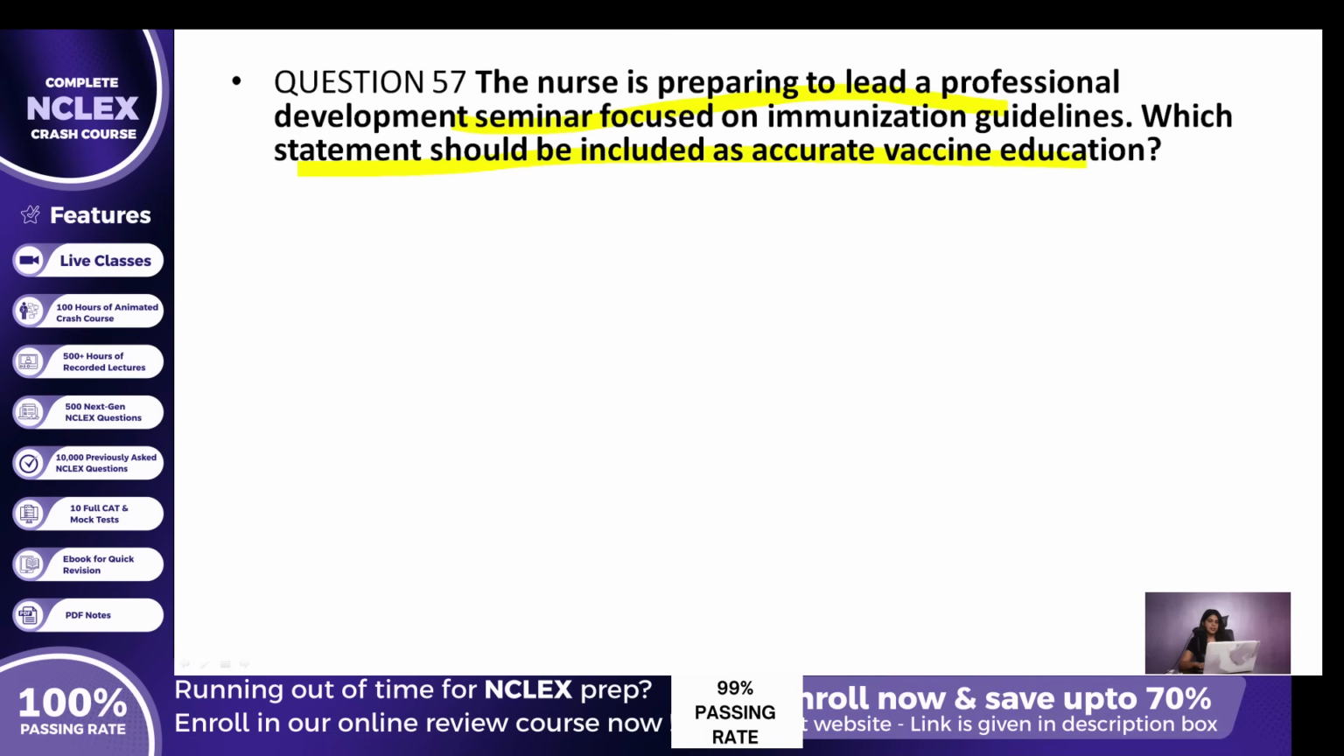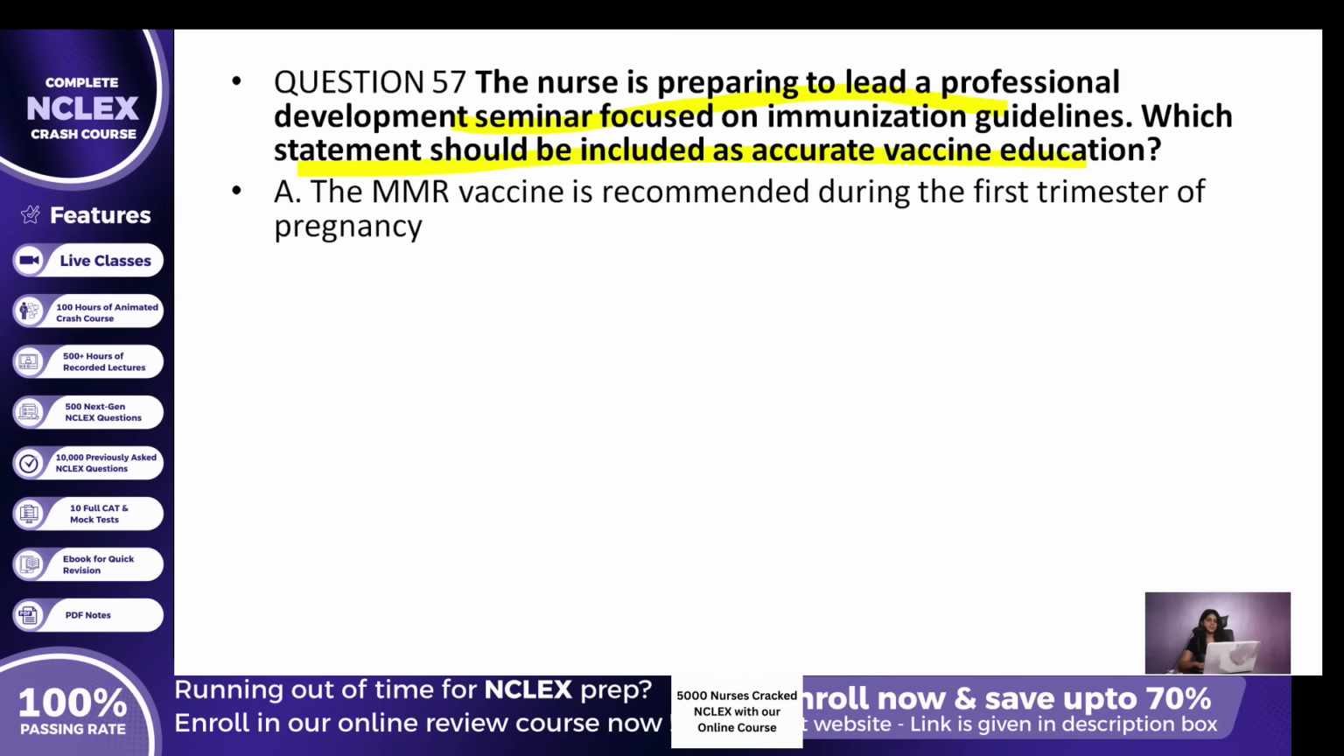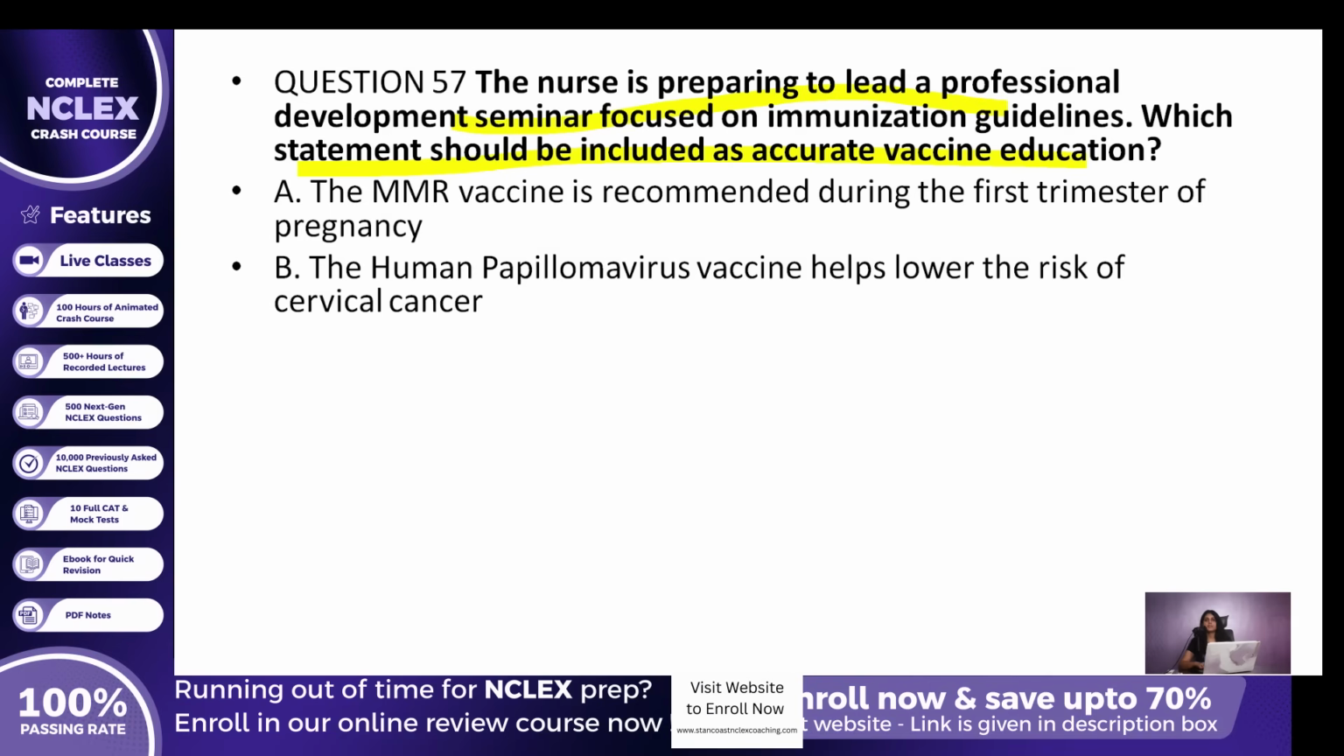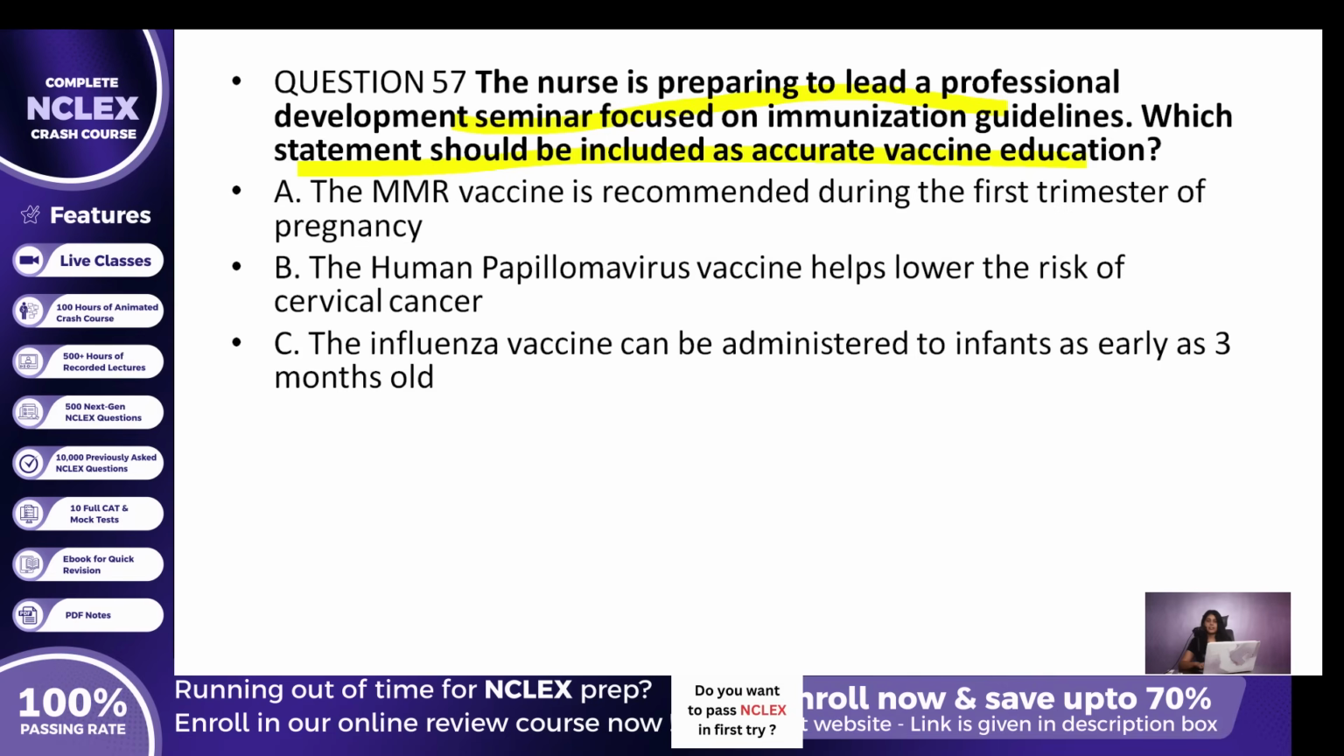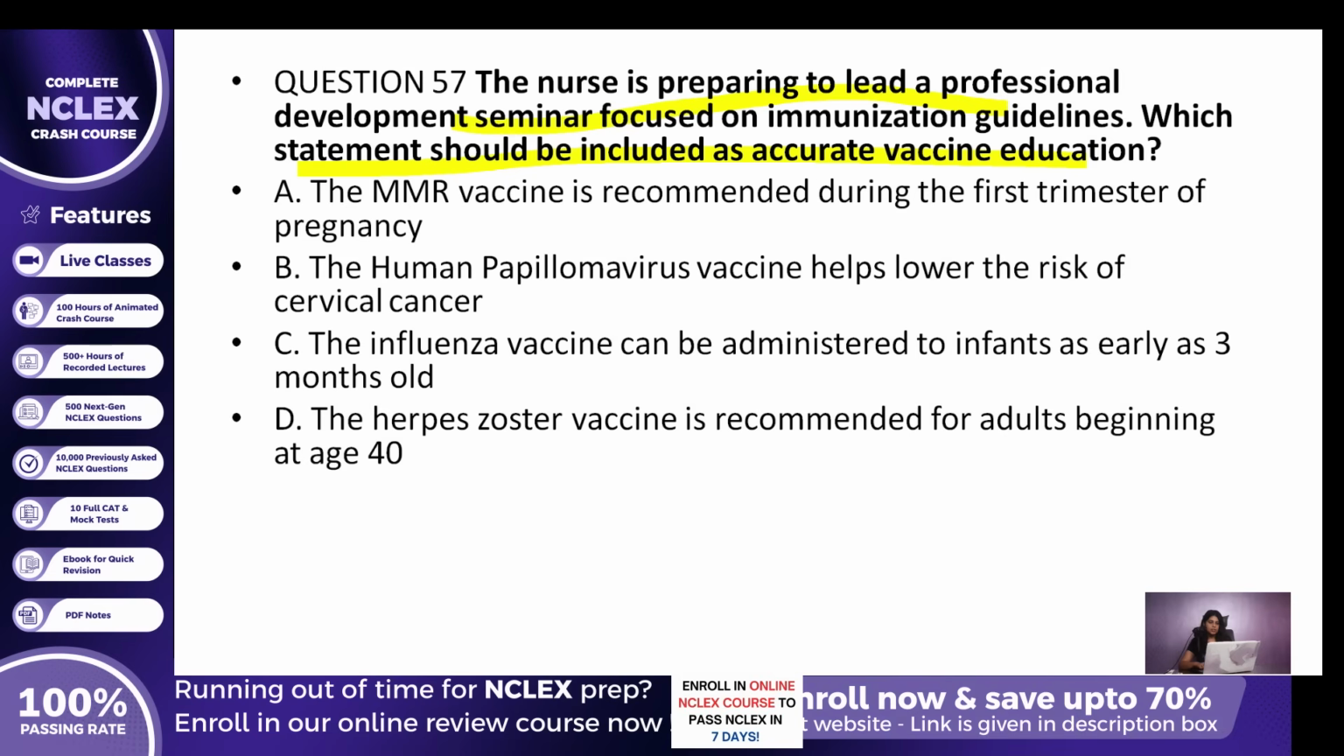Here are the options. A. The MMR vaccine is recommended during the first trimester of pregnancy. B. The human papillomavirus vaccine helps lower the risk of cervical cancer. C. The influenza vaccine can be administered to infants as early as 3 months old. D. The herpes zoster vaccine is recommended for adults beginning at age 40. The correct answer is option B.